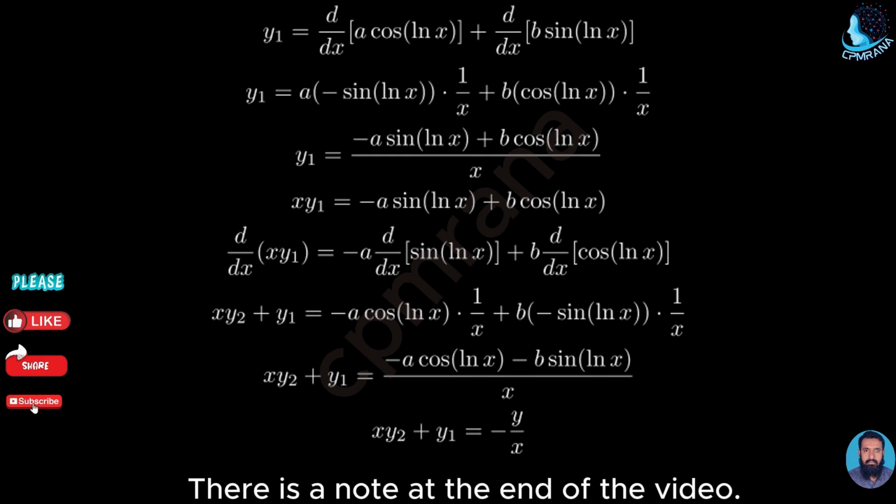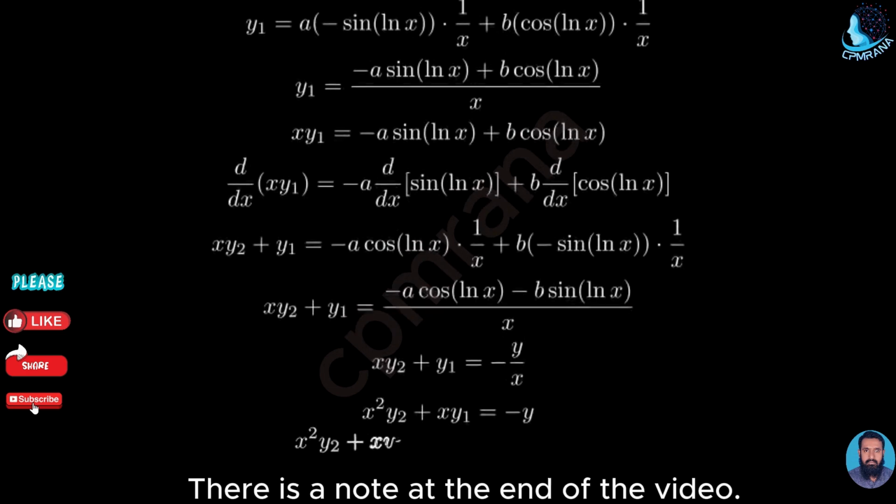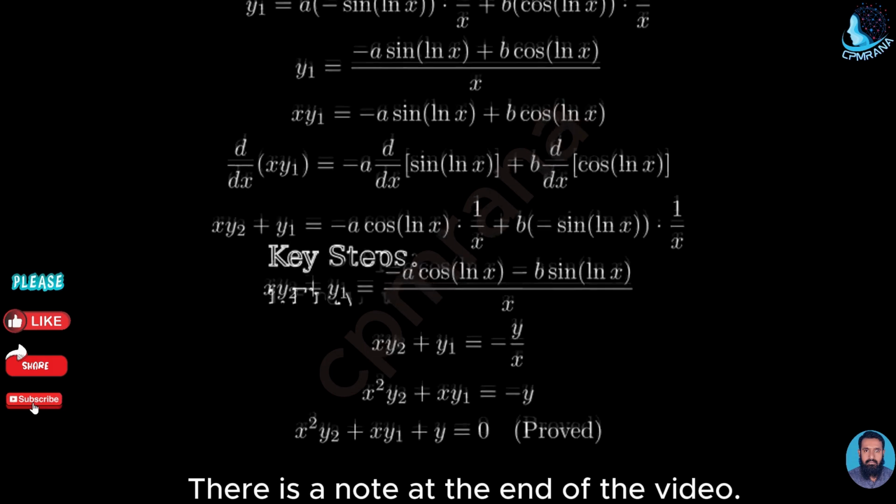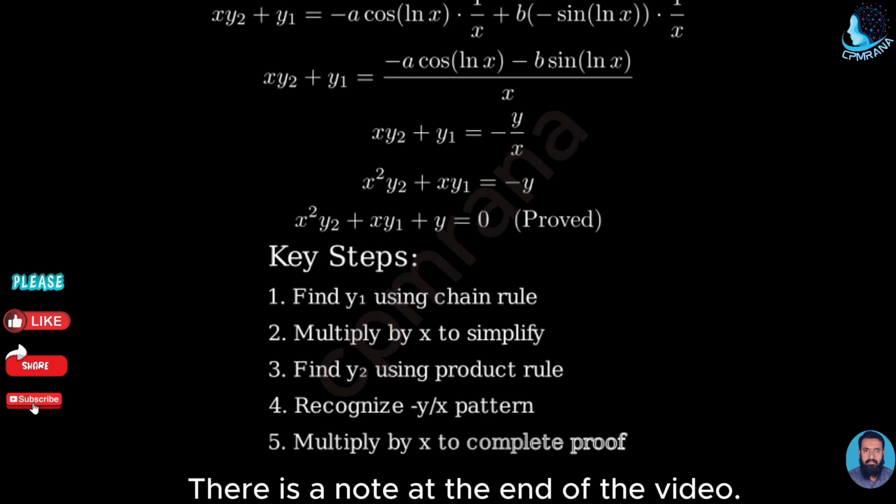Finally, multiply all terms by x and rearrange to get x squared y2 plus x y1 plus y equals 0, which is what we wanted to prove. To summarize, we found y1 using the chain rule, multiplied by x to simplify, found y2 using the product rule, and recognized that the right side was negative y over x. After multiplying by x, we arrived at our desired result.